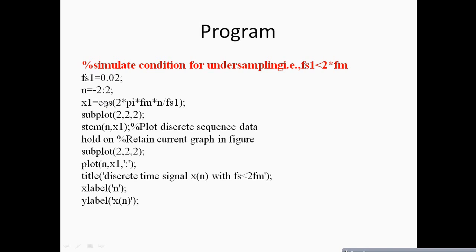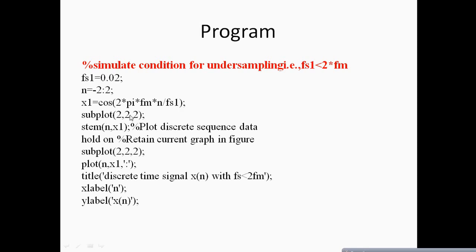How is it n by fs1? This is 2 pi ft. So t is equal to 1 by f. Here n represents my time index, so I'm using this, and for fs1 we have already taken the desired frequency. So once this is done, you'll be obtaining the plot like I showed in the previous slide.